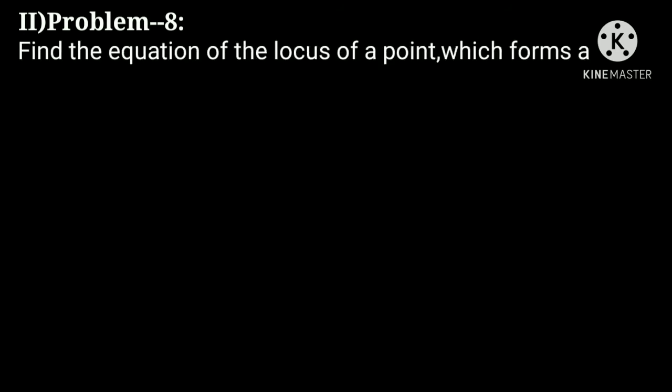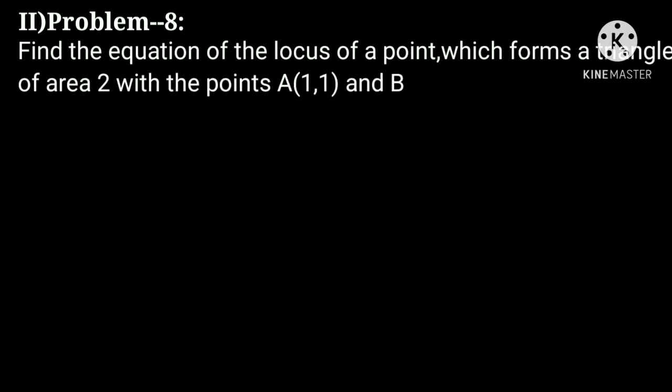After the 7th problem solution, we have to find out the solution of problem number 8. Find the equation of the locus of a point which forms a triangle of area 2 with the points A(1, 1) and B(-2, 3). This is our given problem. In this, we have to find out the equation of locus of a point, and for that the area of the triangle is given as 2. Now we will solve.